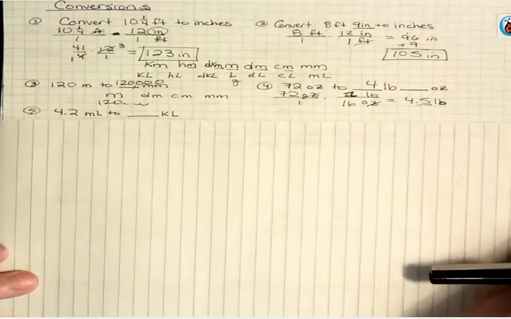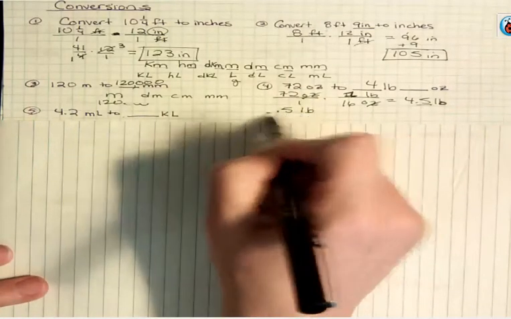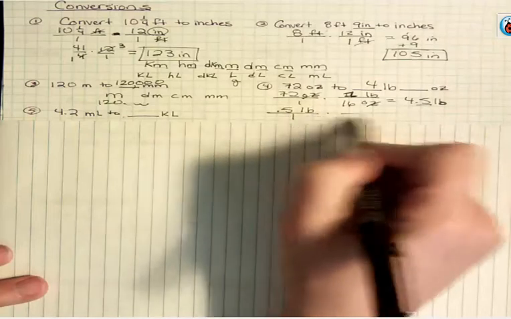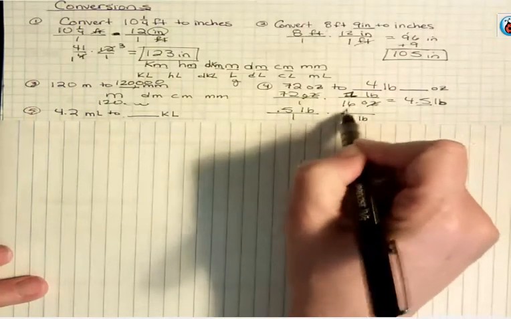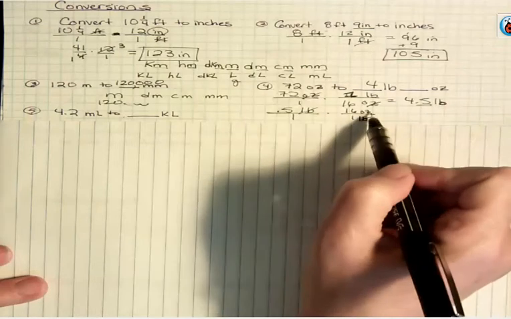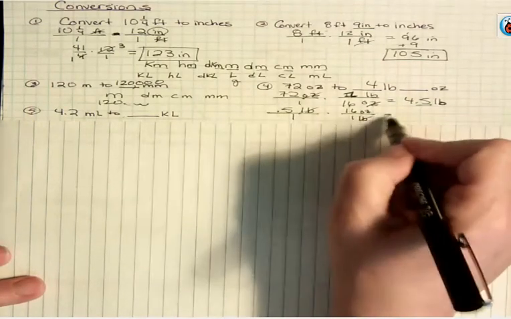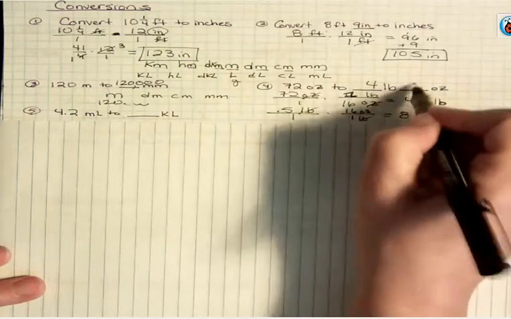So let's do that. If I have 0.5 pounds, then I have 1 pound for 16 ounces. And if I cancel the pounds, I'm left with the ounces, which is what I want. And 16 times 0.5 is 8, so I have 8 ounces.